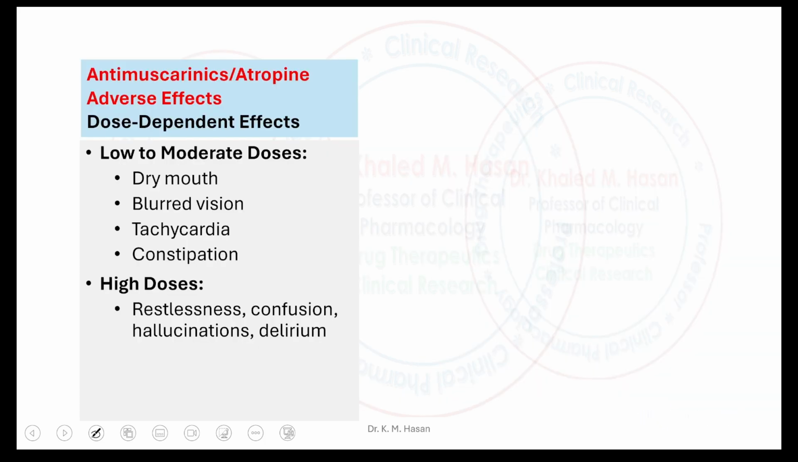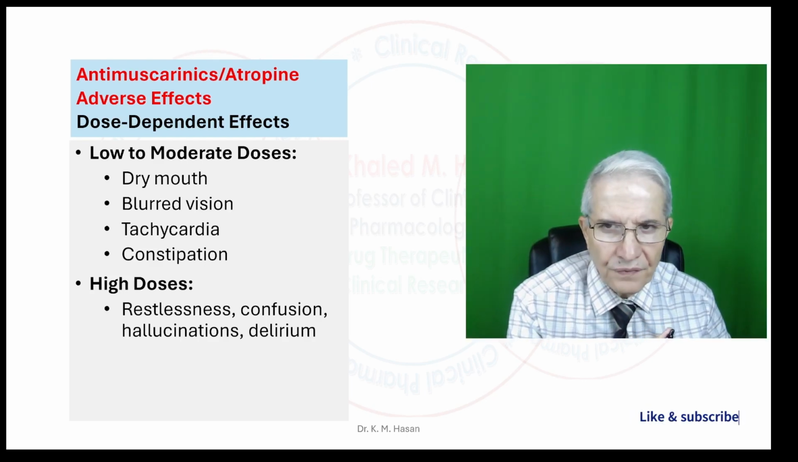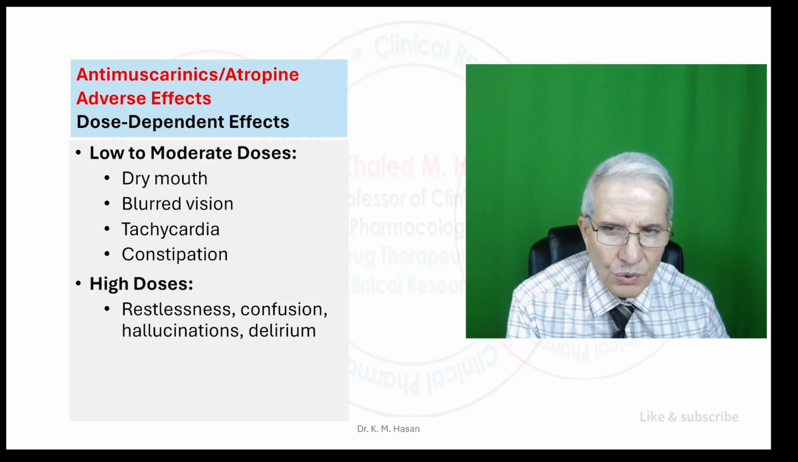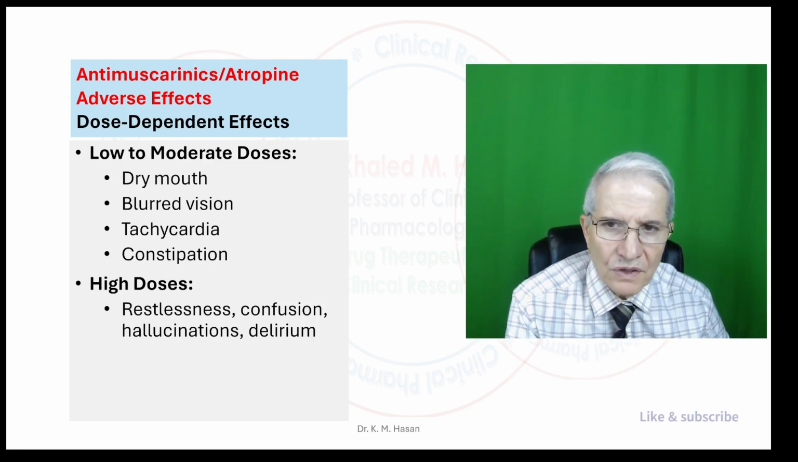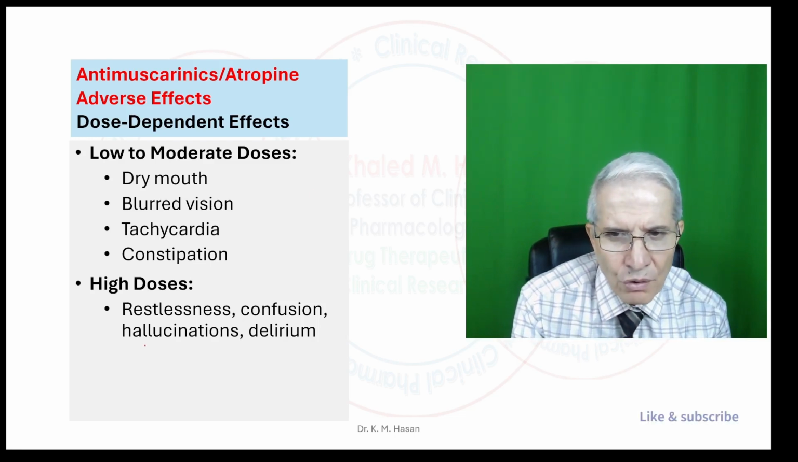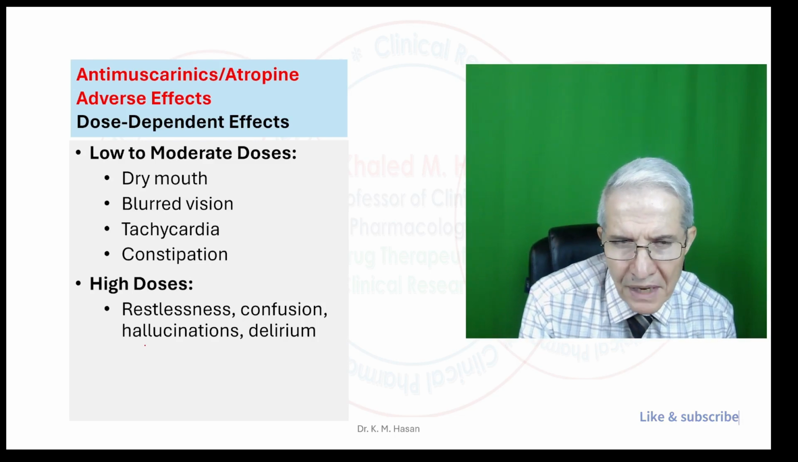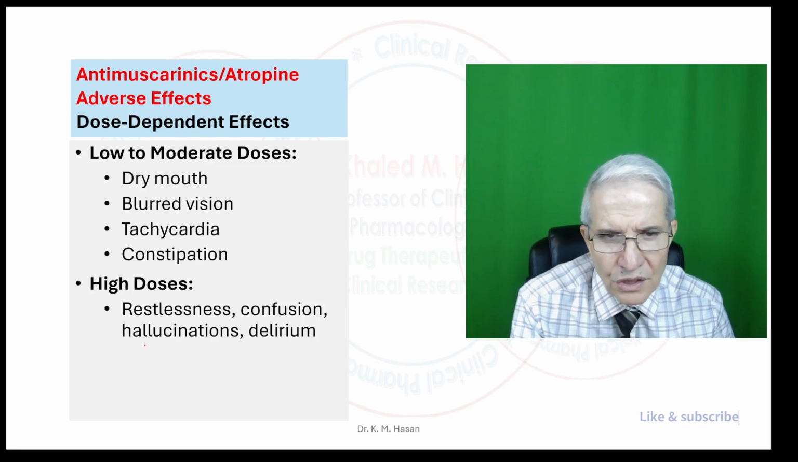Okay, the antimuscarinic adverse effects. Regarding adverse effects of antimuscarinic agents, as you can see here, they depend on the dose. With a low dose, the patient may suffer from dry mouth, blurred vision, tachycardia, constipation. Speaking about the high dose, here the brain is affected. The patient suffers from restlessness, confusion, hallucination, delirium.